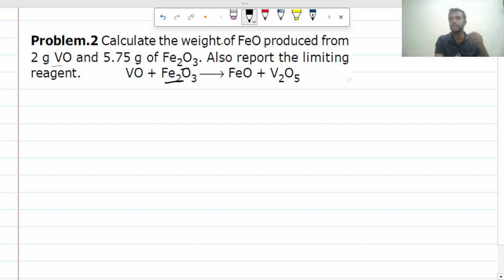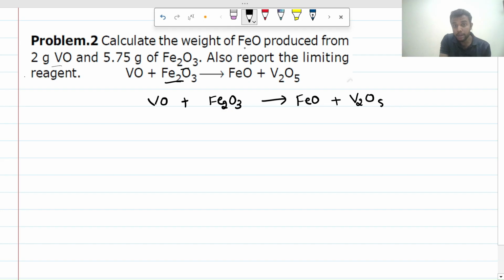Students, first we need to check the reaction. Okay, what are they giving? The reaction is vanadium oxide plus Fe2O3 produces FeO plus V2O5. Here we need to calculate how much weight of FeO is produced and what the limiting reagent is.